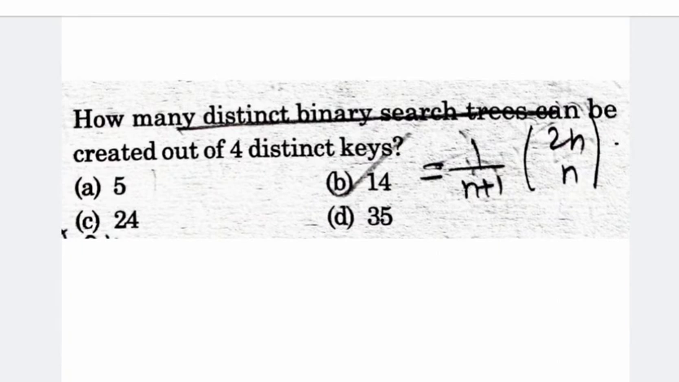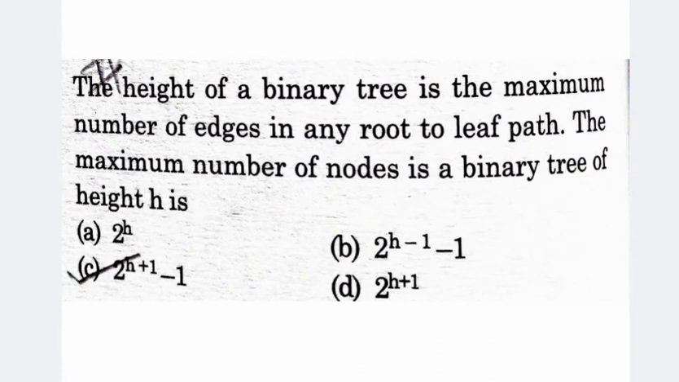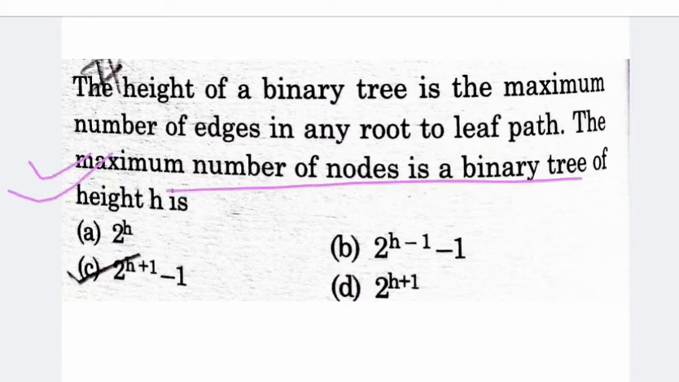Now come to the next question. The height of a binary tree is the maximum number of edges in any root to leaf path. The maximum number of nodes in a binary tree of height h is what? They are asking for the direct formula for the maximum number of nodes. So option C is correct, that is 2 to the power h plus 1 minus 1. So option C is the correct answer.